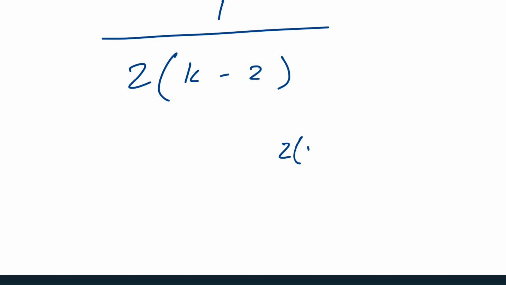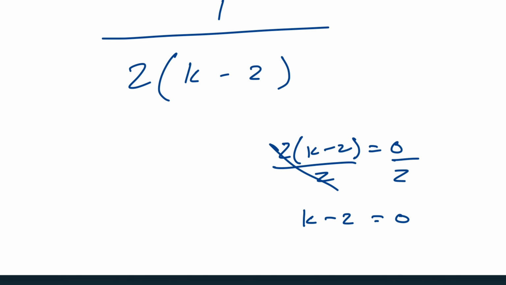So 2 times k minus 2 is equal to 0. Divide by 2, cancels. You get k minus 2 is equal to 0.